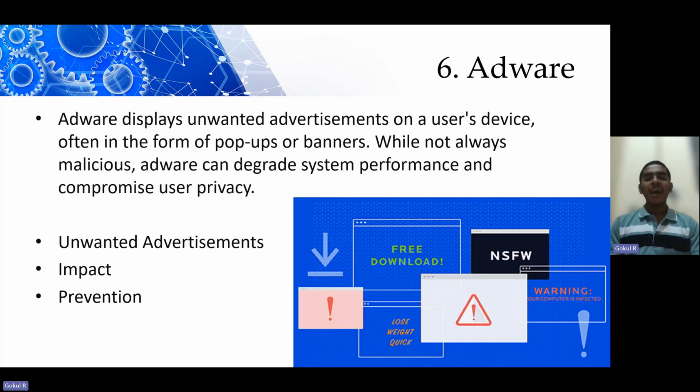Next is adware. Adware displays unwanted ads on the user device, often in the form of pop-ups or banners. While not always malicious, adware can degrade system performance and compromise user privacy. It does unwanted advertising, displaying intrusive and unwanted advertisements on the user device. It can slow down the system performance and compromise user privacy also. How to prevent this? We need to use ad blockers, be cautious with free software downloads, and regularly scan for adware.